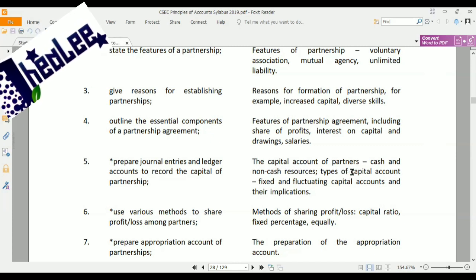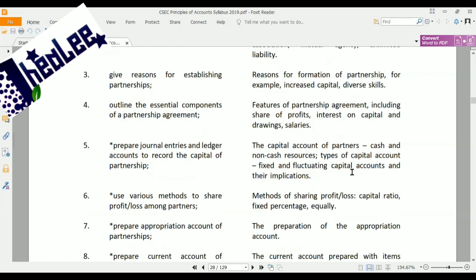The capital account of partners, you need to know to prepare those. And you have different types of capital accounts. You have fixed capital and you have fluctuating capital. A fixed capital account doesn't change. You just show the capital alone in it. While the fluctuating capital, you would show the current account as a part of the capital account. But the fixed capital, you would do the current account separate and the capital account separate. So you need to know that.